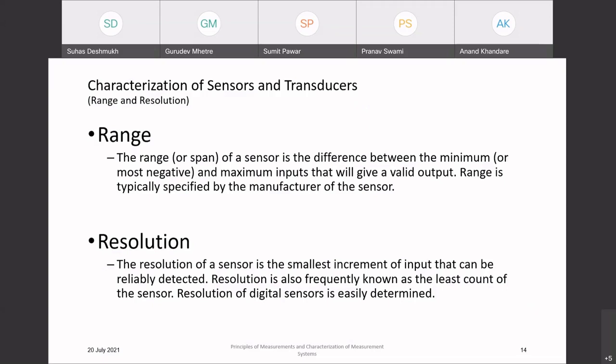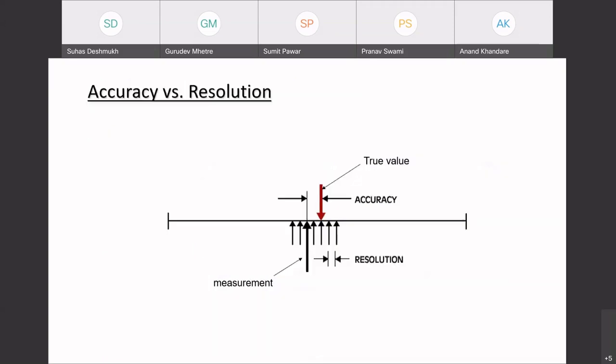Resolution is a very important thing. There is a big difference between accuracy and resolution. Resolution is the smallest increment I can detect. Whenever I create any change in the parameter, the minimum change it can sense is called the resolution.